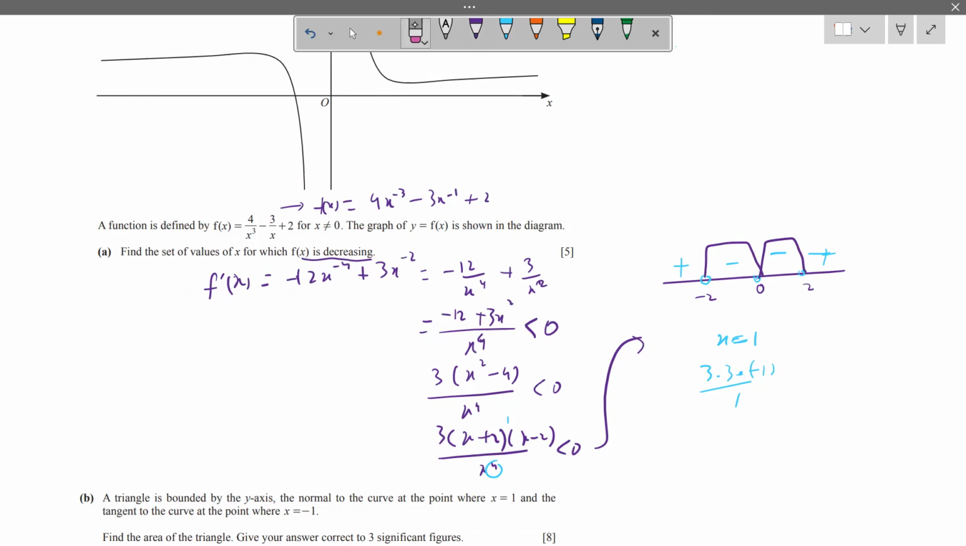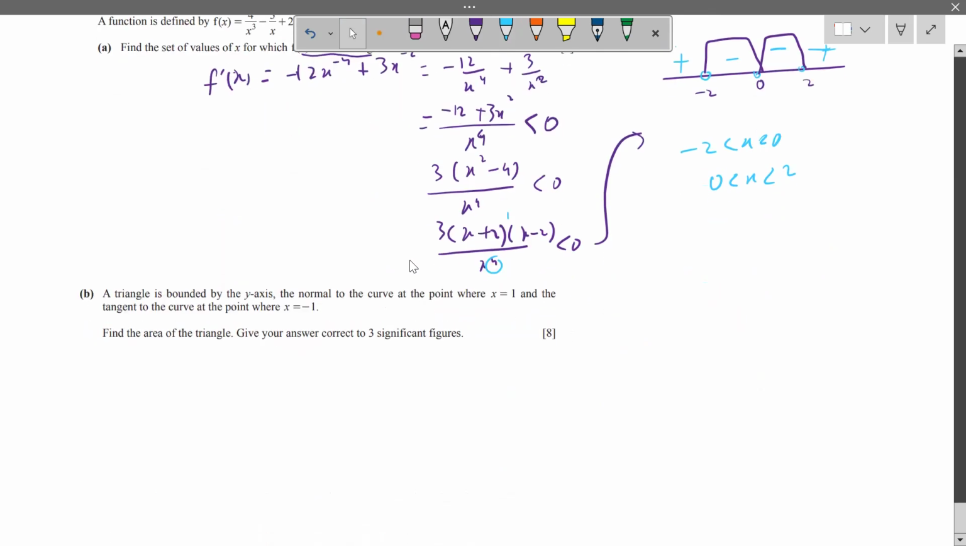So that means the interval for which f of x is decreasing is negative 2 to 0 and 0 to 2. Like that. All right, last question.